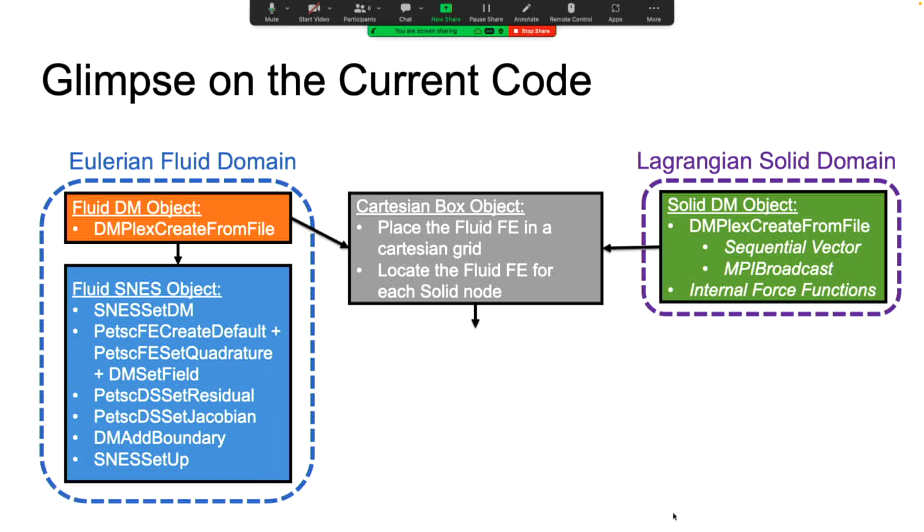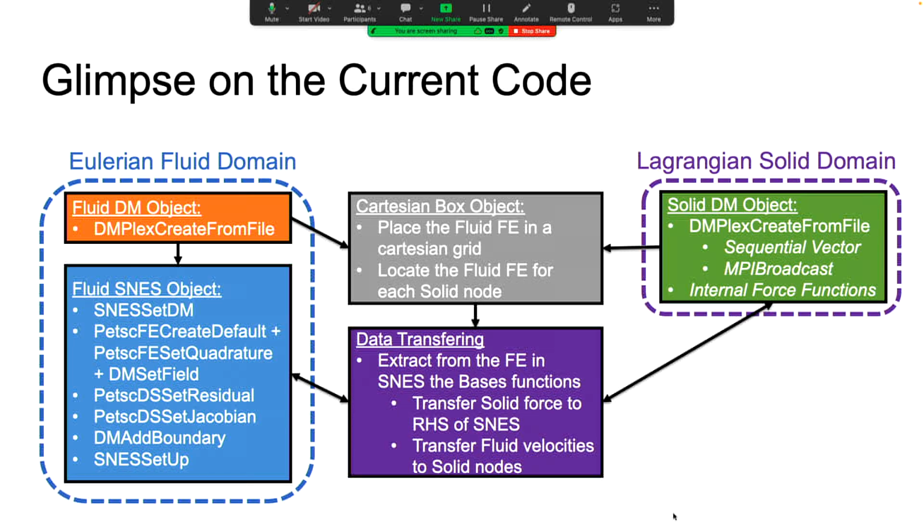functions. You send both of these data to a Cartesian box object, where you place the finite element into each box according to its center and to its nodes, and you try to locate where each solid node is and which finite element, fluid element, it is found on.